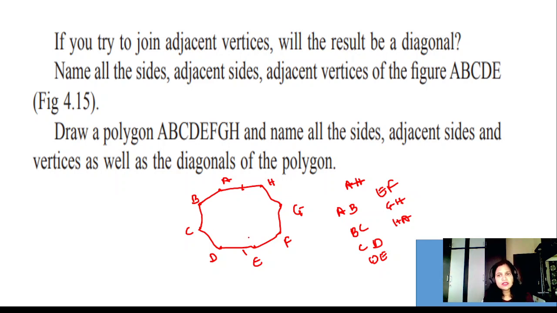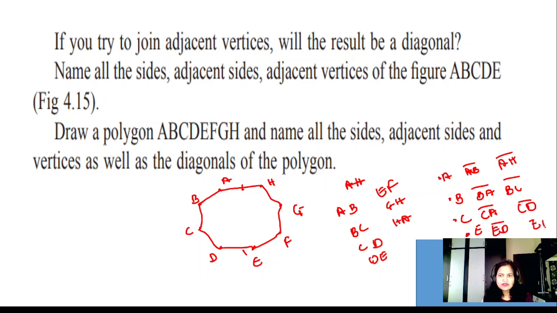Then adjacent sides. Adjacent sides are those meeting at the common point. For the point A, what are the adjacent sides? AB, AH. AB, AH are the adjacent sides. For the point B, what are adjacent sides? BA and BC. Then at point C, CB and CD. At point E, what are adjacent sides? ED and EF. These are adjacent sides. And like this, adjacent sides for every vertex.